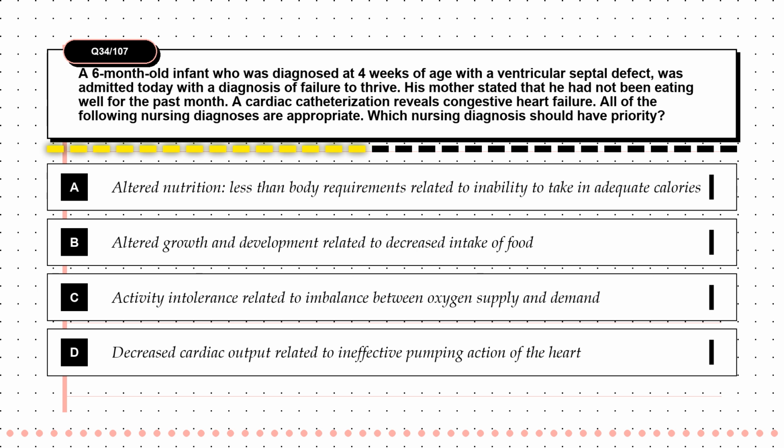Option A, altered nutrition, less than body requirements related to inability to take in adequate calories. Option B. Altered growth and development related to decreased intake of food. Option C. Activity intolerance related to imbalance between oxygen supply and demand. Option D. Decreased cardiac output related to ineffective pumping action of the heart.